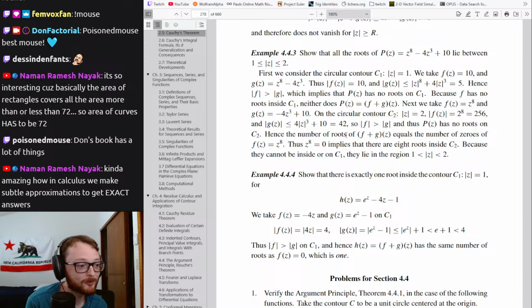Yeah, Naman, that's a theme throughout calculus. It's a really cool one, where you start with an approximation and you make it exact.